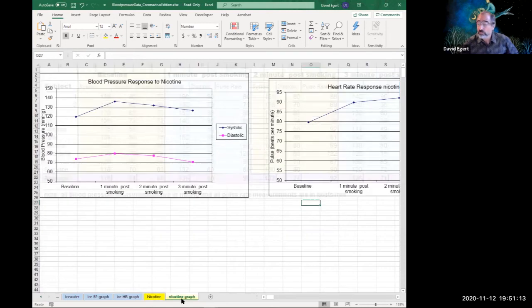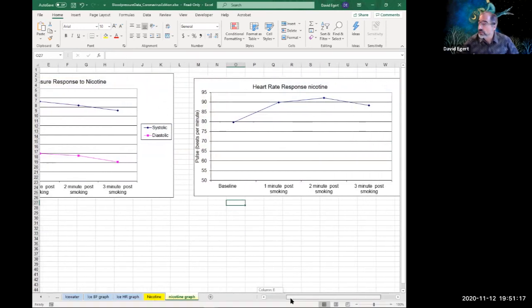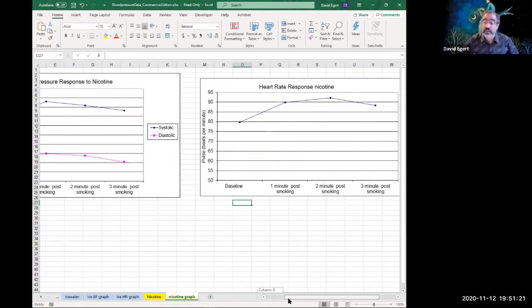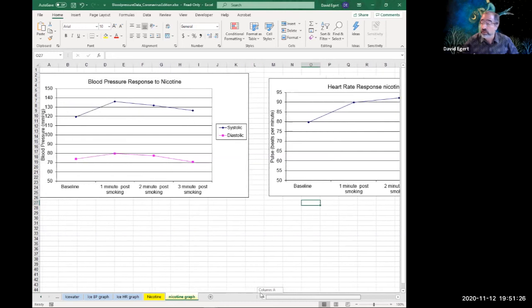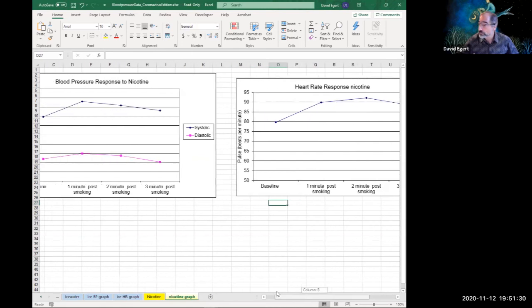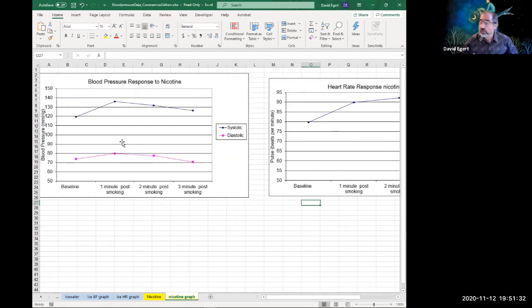Increase. Right. So if we take a look here at our graphs, we can see on average, again, this is like acute nicotine, right? You've just put a bunch of nicotine in your body and it's working at the moment, speeding up the heart rate and also increasing the blood pressure. So that's kind of typical.